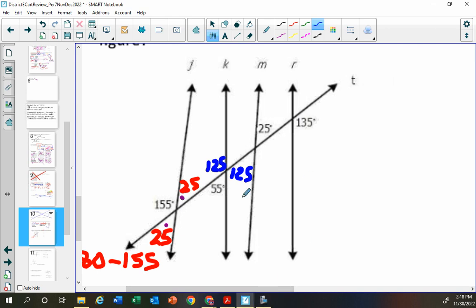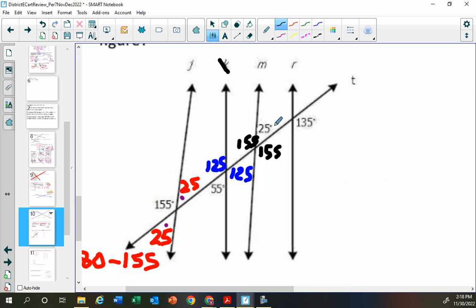However, with line J, think about line M. Now, this angle right here, if this angle's 25, what must this angle be? Or that angle be? What must the sum of these two angles add up to be? 180. So this has to be 155. Again, 155 plus 25 is 180. Now, line J is not going to work with line K. That's out of the game.